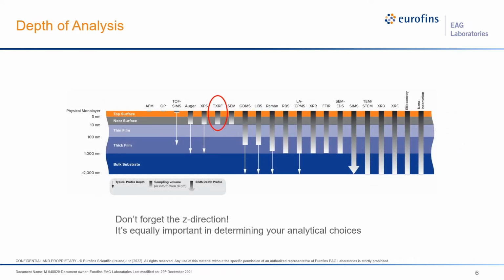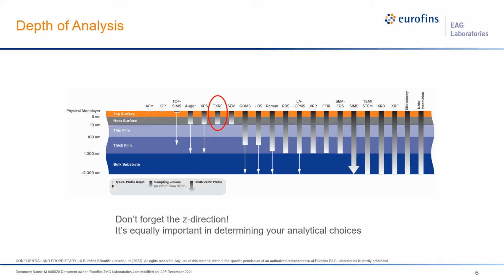Now the smart chart covers the X and Y dimensions, but we also always have to consider the Z direction, or the depth of the analysis. So depending on the technique chosen, we can go through various depths of techniques. So here I'm highlighting TXRF on the chart. This is a surface to near surface technique. Typically, we don't penetrate any deeper than 5 nanometers into a sample.